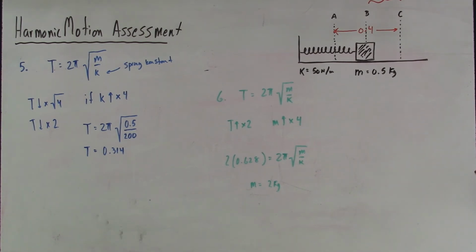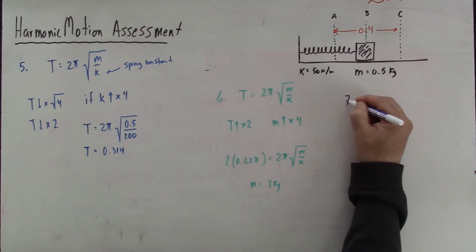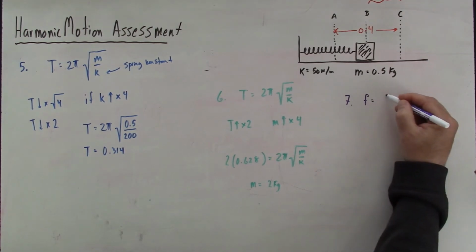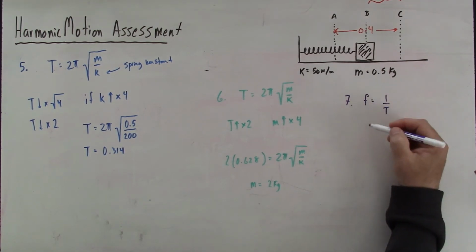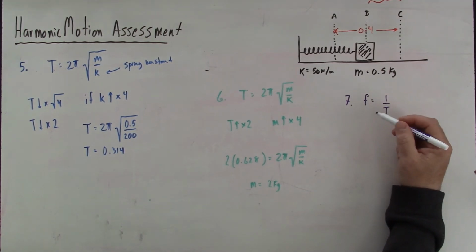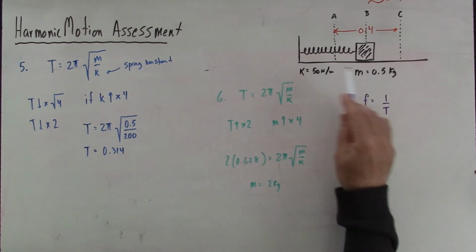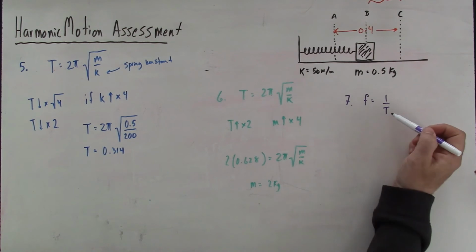Seven says, what is the frequency? And what's nice about that is we have a relationship with frequency. Remember, the frequency is 1 over the period. So the frequency tells me how often it goes back and forth. The period tells me how much time it takes to go back and forth.